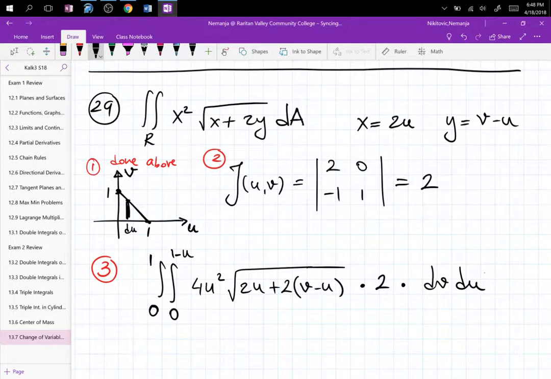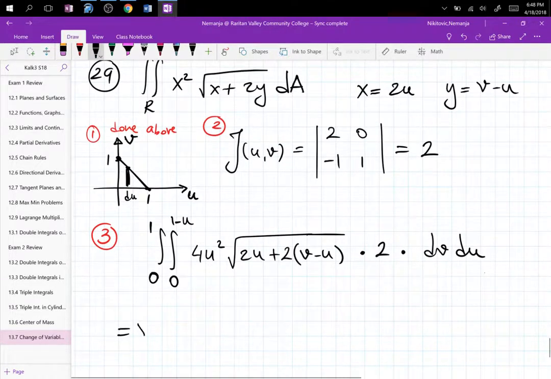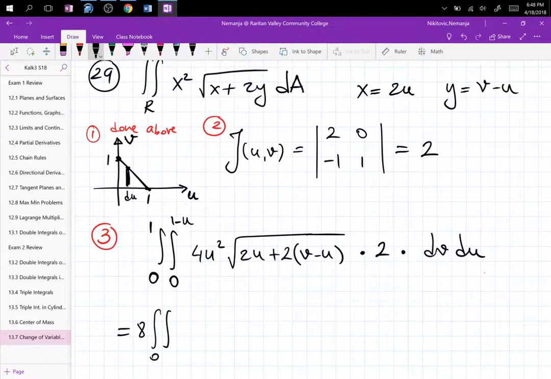So all we need to do is to solve this: kick 8 outside of the integral. Double integral, and clear as much algebra as you can. So we have u squared, square root. Now guys, when you distribute the 2, you will get negative 2u, right? So it's just the square root of 2v. 2 is kicked outside already, and I just have a dv du.